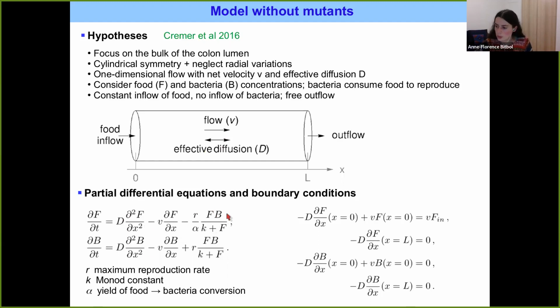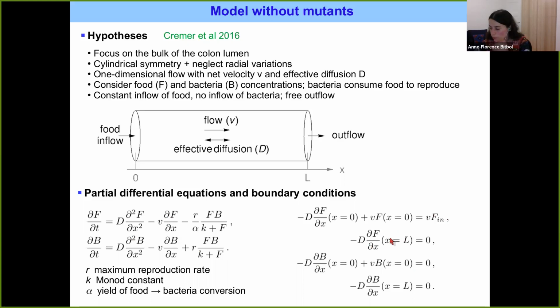So this term is nonlinear, and it reflects the fact that there is a saturation of the growth rate, which is incorporated in this Monod constant. And the factor alpha, which is different between these two equations, is the yield of the food to bacteria conversion. So here, essentially, we have this function that converts food into bacteria. Food is being eaten by the bacteria. Okay, so these are the equations. And the boundary conditions, which I mentioned before, are given here. We have this inflow of food, no inflow of bacteria, and then free outflow at the other edge.